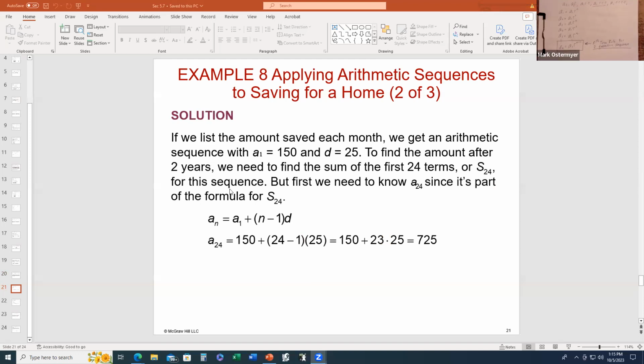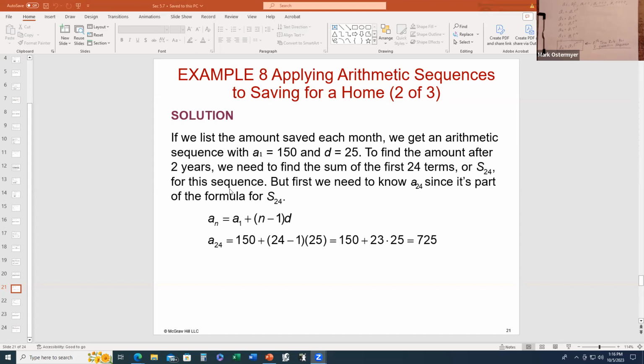Well, suppose that we list the amount saved each month. If we do that, we get an arithmetic sequence. 150 saved first month, 175 the second month, okay, 200 the third month, etc., etc. That would be an arithmetic sequence then, because the common difference would be $25.